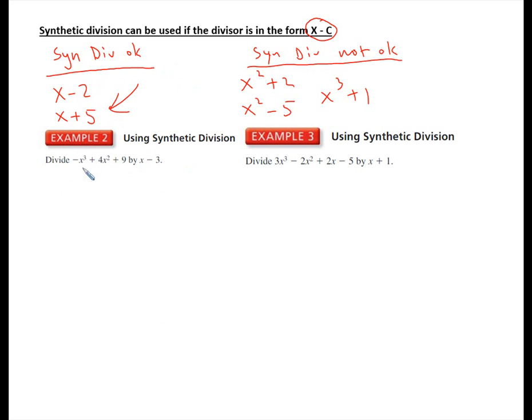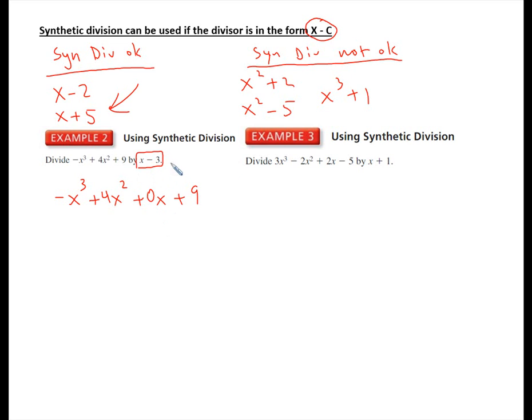So first of all, we're dividing, okay? So we have negative x to the third, plus 4x squared, and I notice I'm missing a term, so I have to put in that 0. So even when you're doing synthetic division, you have to make sure you put in the zeros whenever you're missing a term. Then you have plus 9, right? Now since we're dividing by x minus 3, I can use synthetic division, okay?